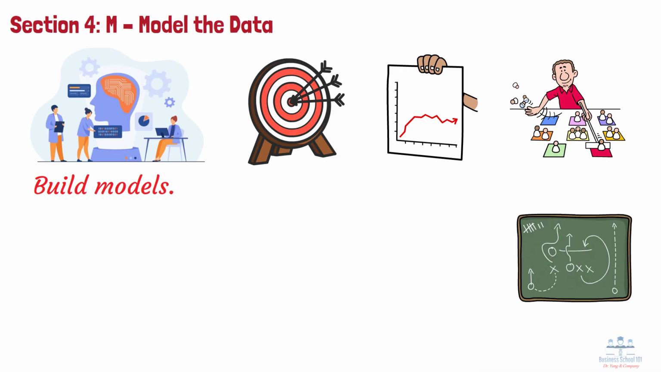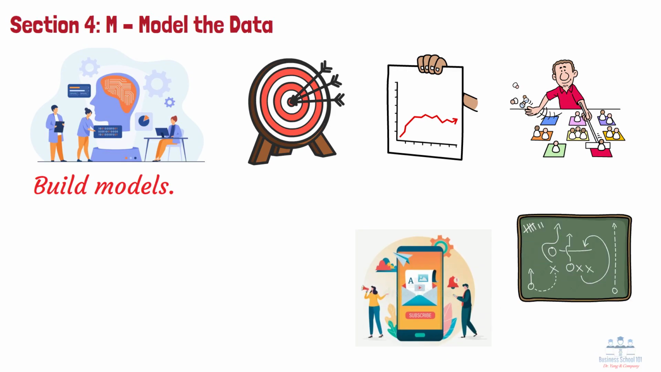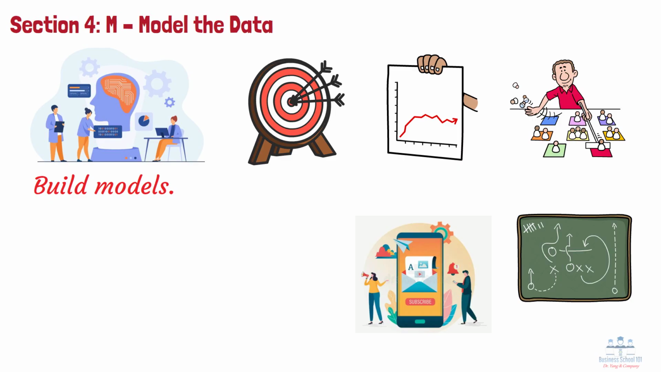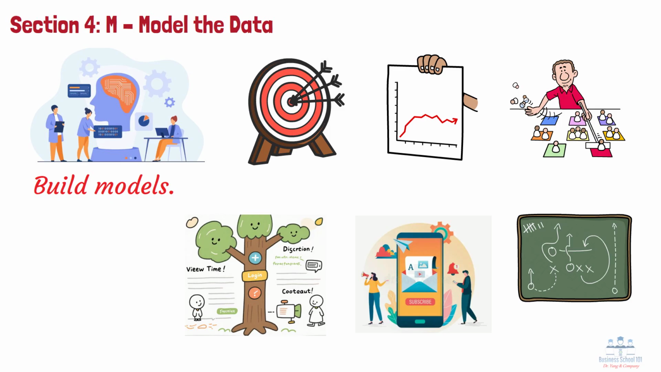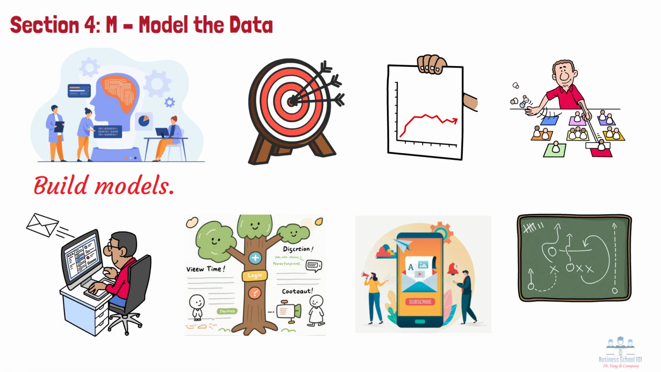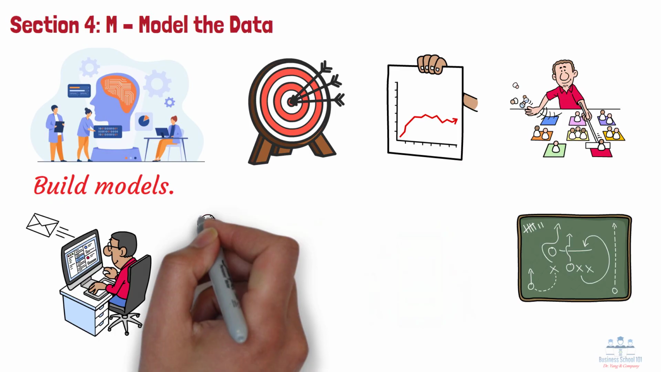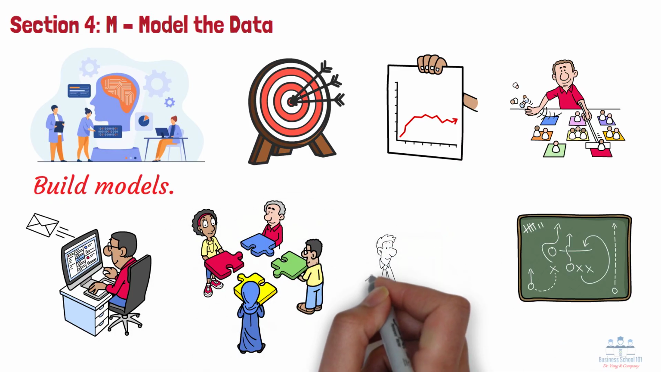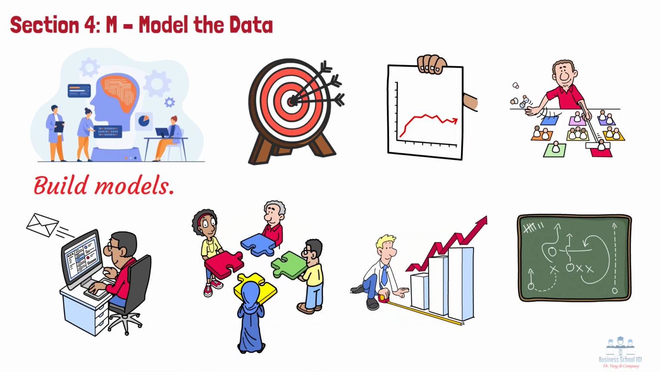For example, a subscription-based streaming service might build a predictive model to identify which users are likely to cancel next month. By using logistic regression or decision trees based on past behavior, such as watch time, login frequency, complaints, the business can proactively reach out with retention offers. Other techniques include clustering to identify customer segments, time series forecasting to project future sales, or classification models to detect fraud.